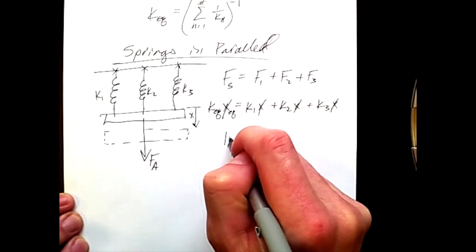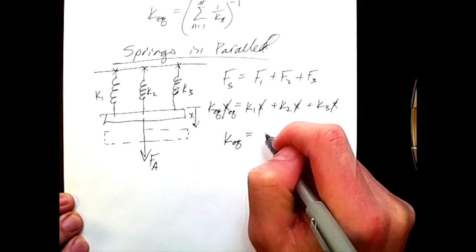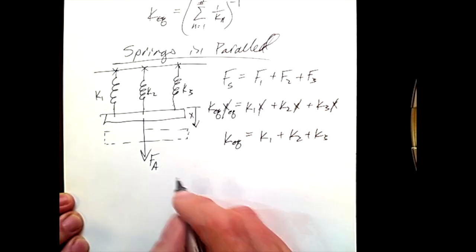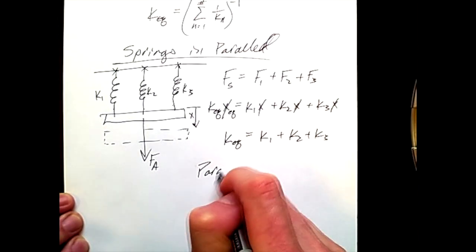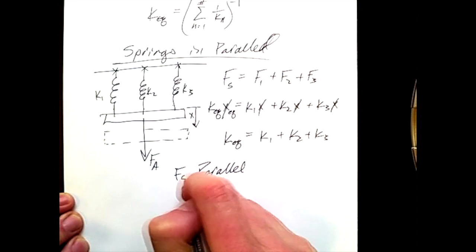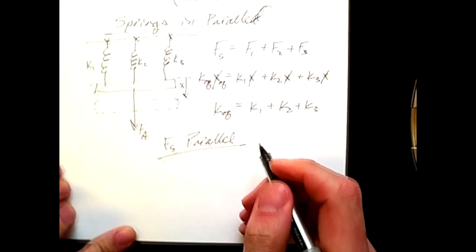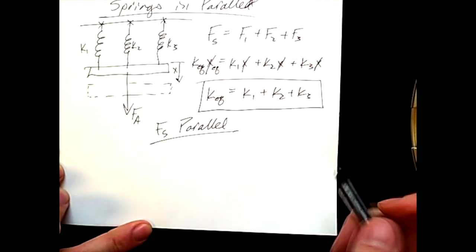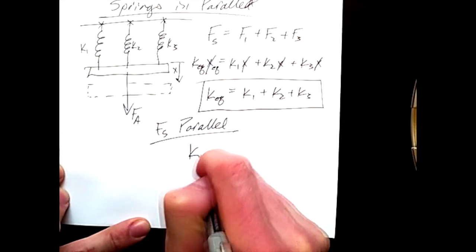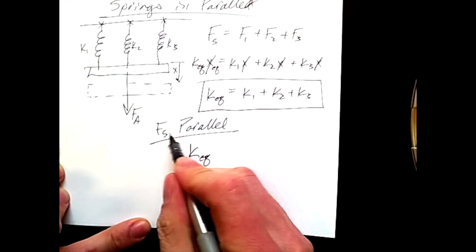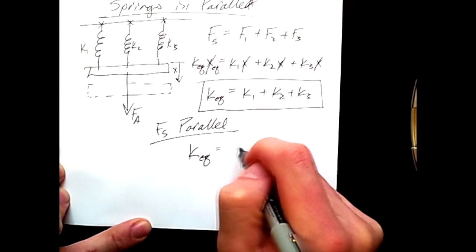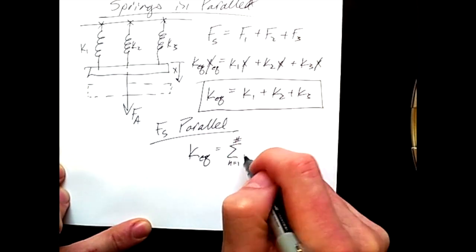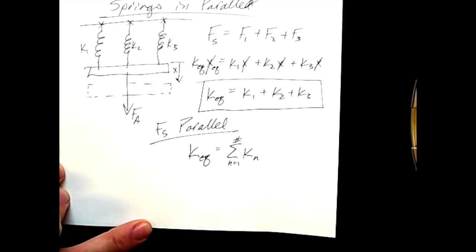And so what I end up with here is that the equivalent spring constant is the sum k1 plus k2 plus k3. And so we see that F_s in parallel yields a sum of the net spring constants for the system. So this can be summarized: the equivalent spring constant for springs in parallel is equal to the net sum, from n equals 1 to however many springs there are, of the individual spring constants for each individual spring.